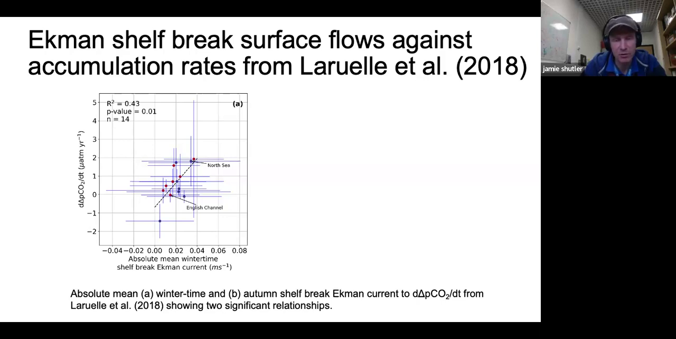And the only signal we identified was that the absolute mean wintertime shelf break Ekman currents was related to the accumulation rates. And this was the only significant relationship. The others were all non-significant that we found. But it implies that there is a significant, a causal link between the Ekman flows coming onto the shelf and the accumulation rates in wintertime, which is consistent with the Cadesis paper, where they identified that the exchange at the surface was important for the uptake of carbon within the shelf sea, but only during wintertime.